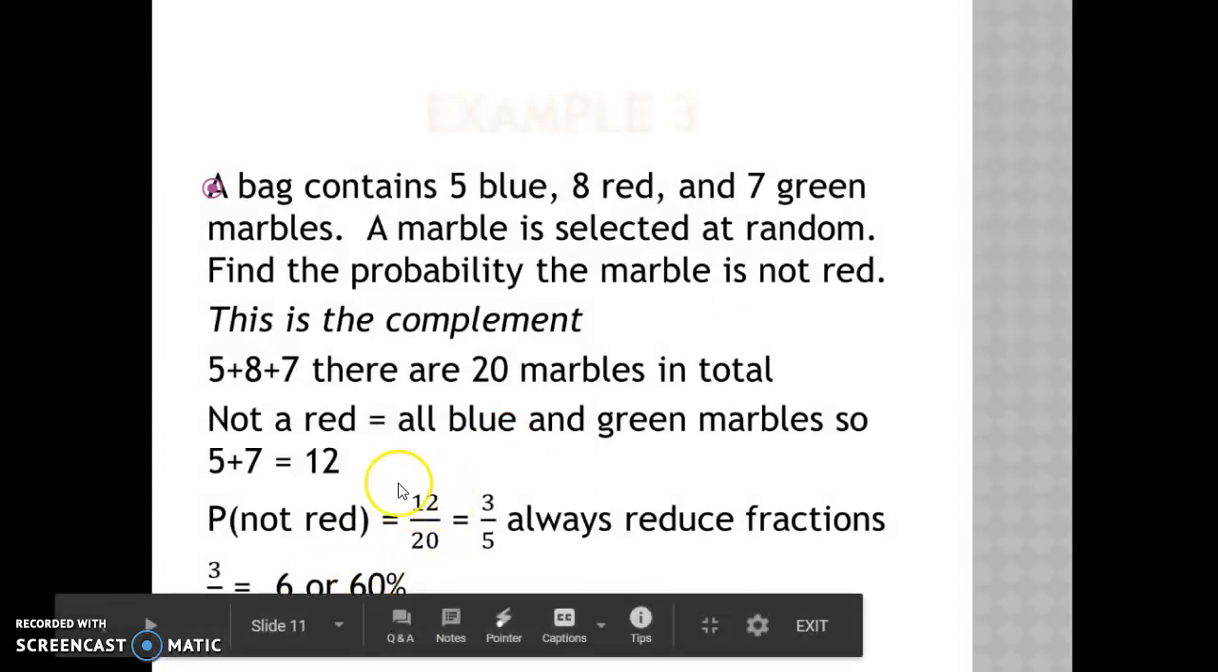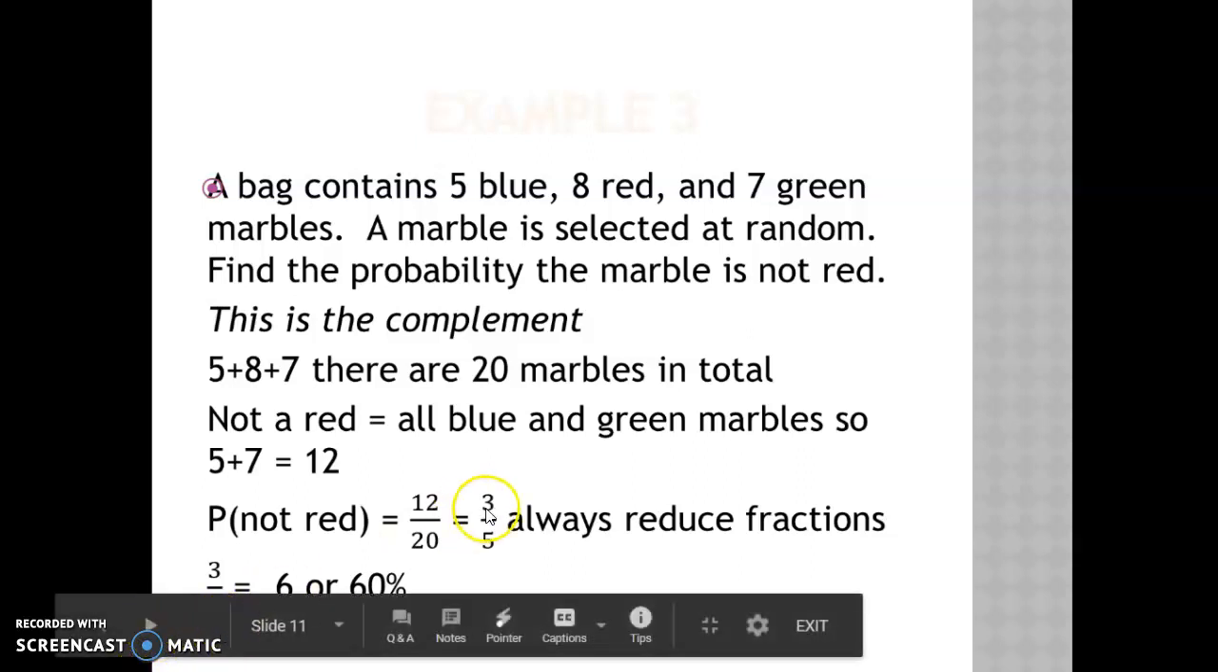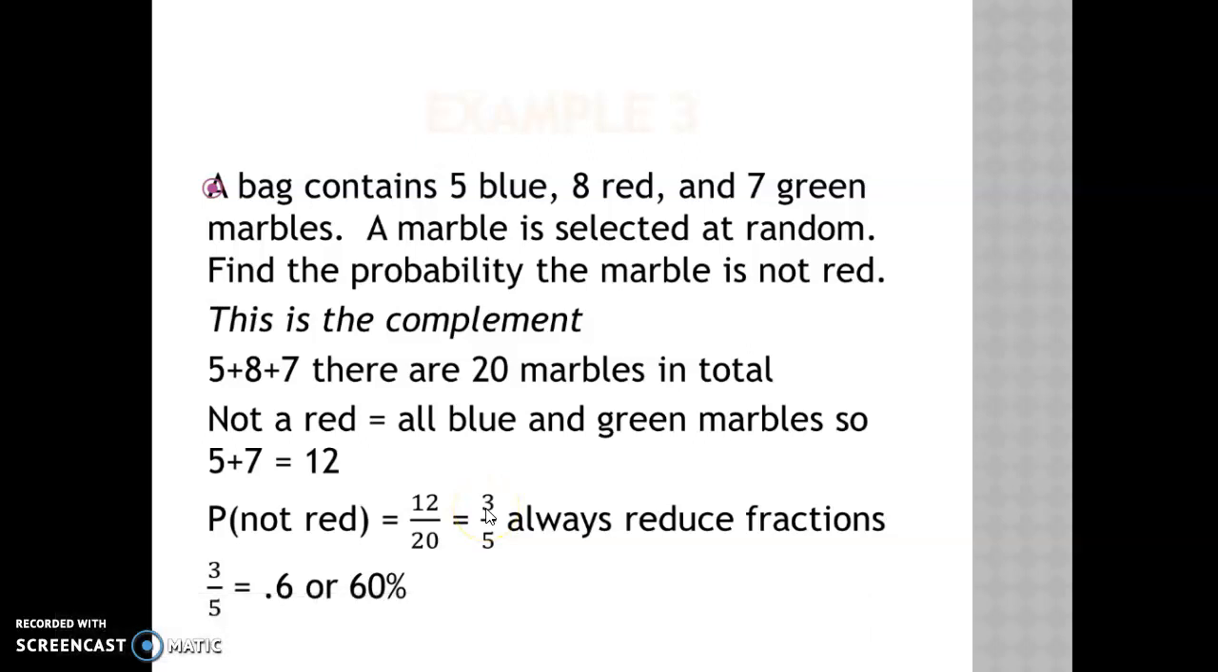You can see that here. I added 5 and 7 together to get 12, and then 12 over 20 would be 3/5. So there's our probability of 3/5, and then that would be 6 over 10 or 60 over 100, so it's a 60% chance of occurring. Again, we only have to have fraction form for that. So that's just a couple of examples of simple probability.